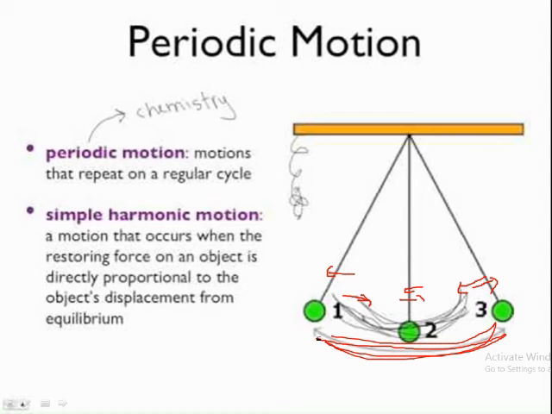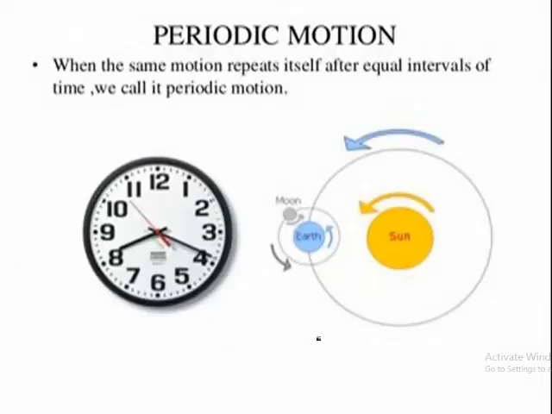For example, the rotating motion of Earth. Earth rotates on its axis in 24 hours, and it moves in a circular path around the Sun in 365 days. Every year it does the same. That is known as periodic motion. When the same motion repeats itself after an equal interval of time, it is called periodic motion. Simple thing, as you can see in the picture, the moving of clock hands and the Earth's rotation are all periodic motion.